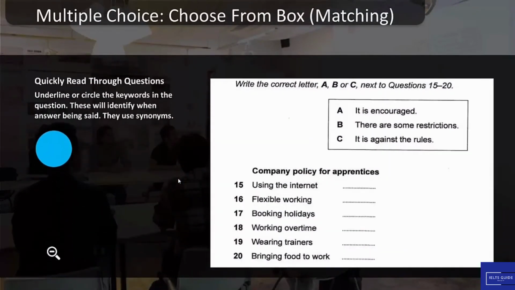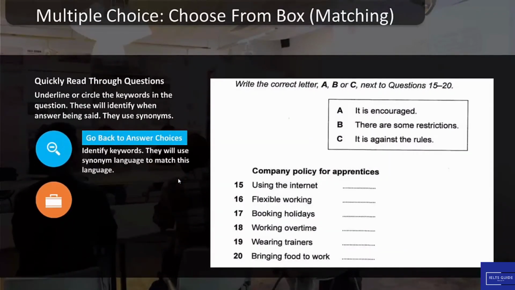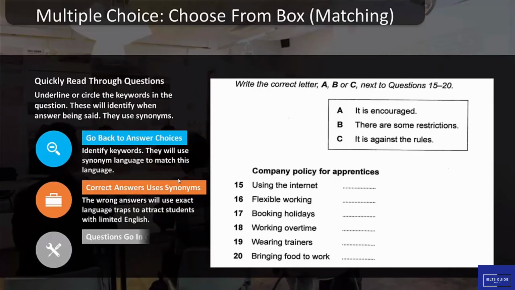And then, of course, you could have a multiple choice question where you have to choose from a box. And here, of course, an answer choice can be used more than once, because if you look to the right, you have 6 questions and you have 3 choices in the box. So an answer choice can be used more than once. Here, keep in mind the questions go in order. So you're going to hear the language for 15, then 16, then 17, then 18.